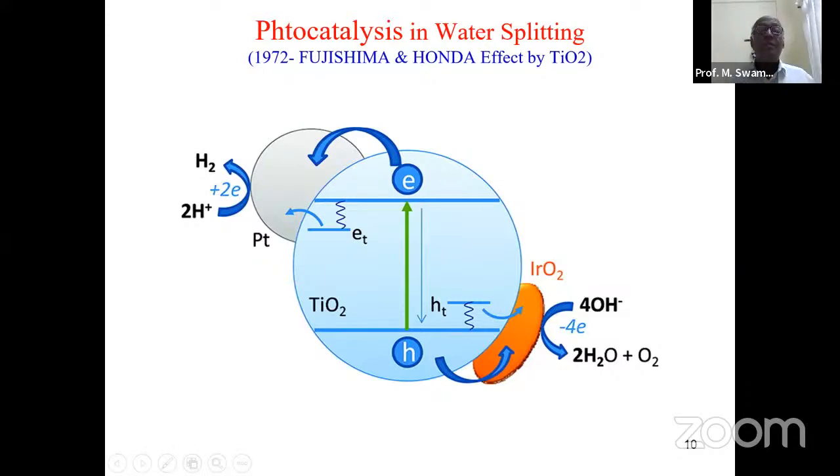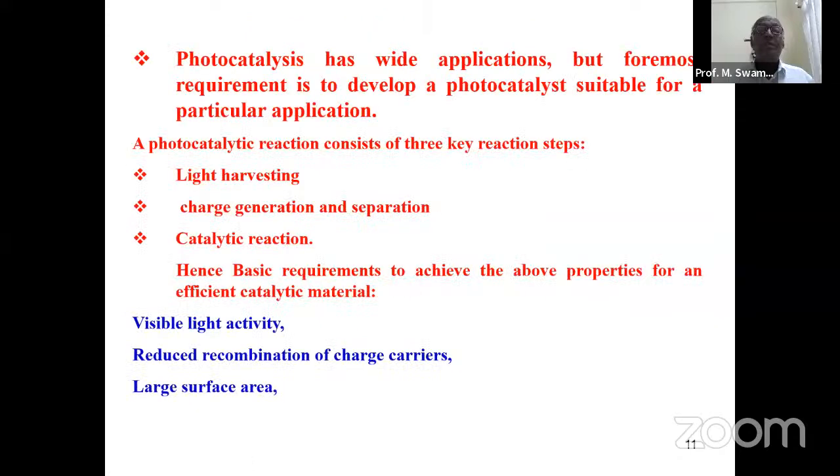So photocatalysis, as we see, has wide applications, but we have to develop a photocatalyst suitable for a particular application. That is very, very important. So there are 3 reaction steps involved. Basically, light harvesting is required, charge generation and separation is very, very essential, and then the catalytic reactions.